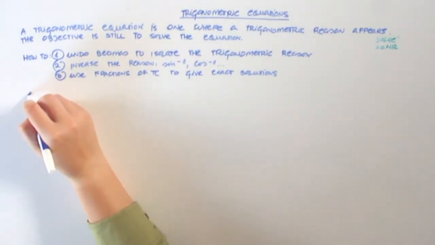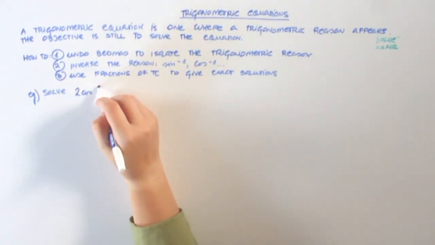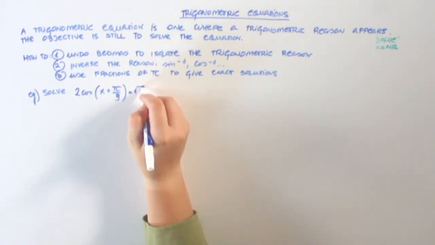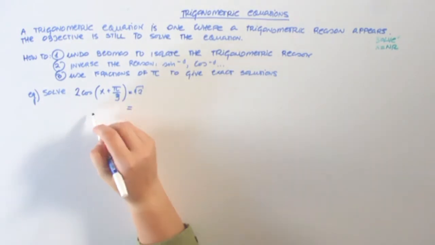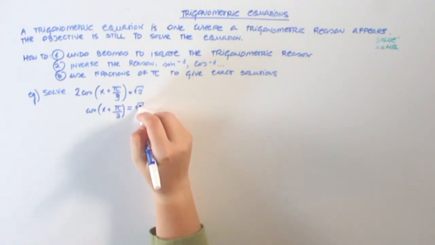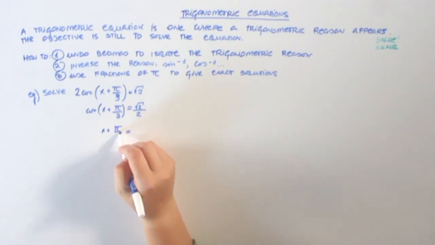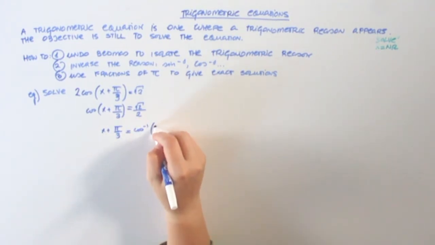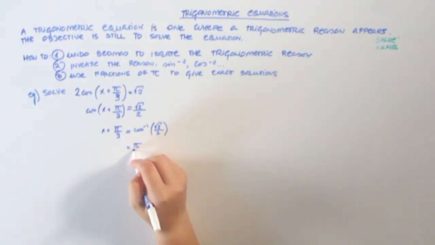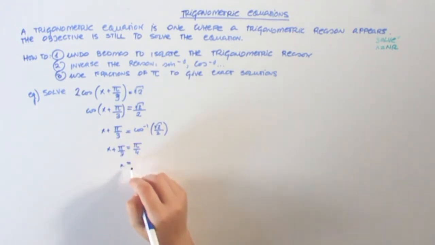Let's see that in an example. They ask me to solve this trigonometric equation: 2 cosine of x plus pi thirds equals square root of 2. My first step would be to rearrange and leave that cosine alone. So I pass the 2 dividing, and then I can take the inverse of the cosine. Now I know that the angle that has a cosine of square root of 2 over 2 is pi fourths. So I can solve and write x plus pi thirds equals pi fourths.